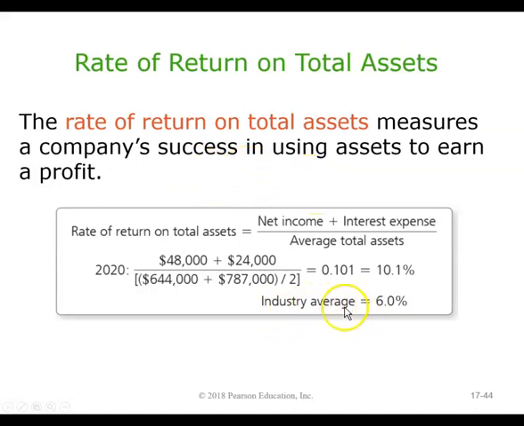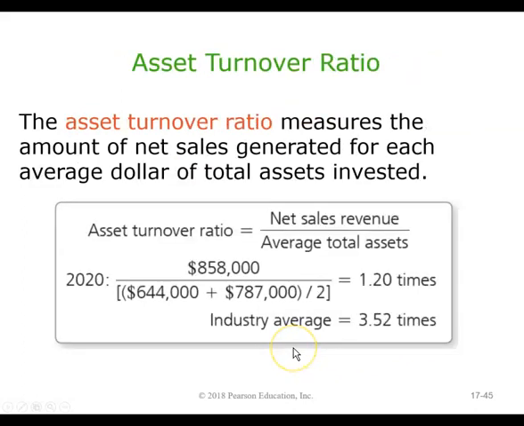That's why it's so important to compare it to an industry average to see how you're doing, because certain companies need lots of assets and others don't, depending on what their line of business is. The asset turnover ratio measures the amount of net sales generated for each average dollar of total assets invested. So you will say net sales revenue divided by average total assets. You know how to get the average, so you just take total assets beginning and ending divided by 2. So on average, our asset turnover ratio is 1.20 times.